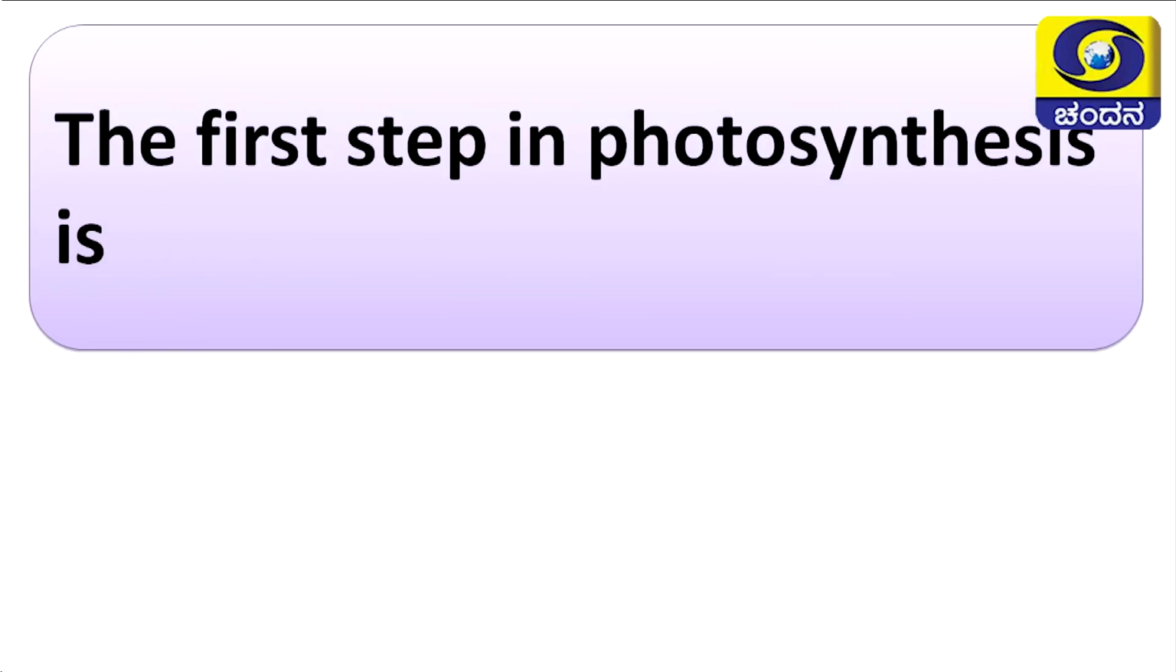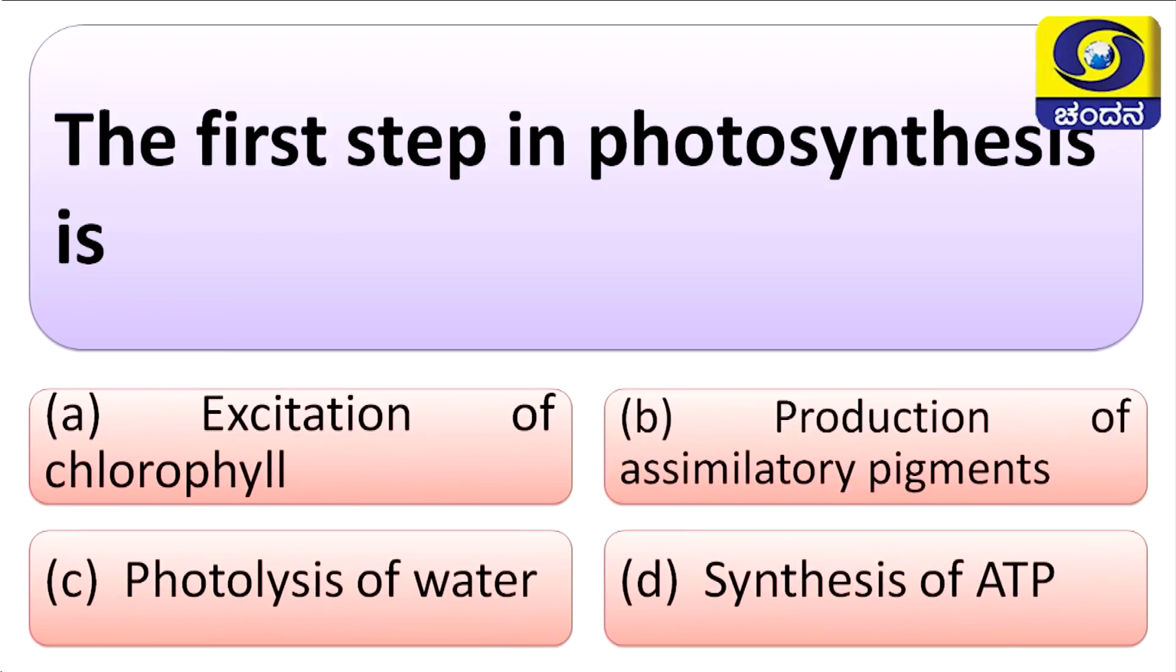Next MCQ is, the first step in photosynthesis is: A. Excitation of chlorophyll, B. Production of assimilatory pigments, C. Photolysis of water, D. Synthesis of ATP. Your answer is correct, that is excitation of chlorophyll.